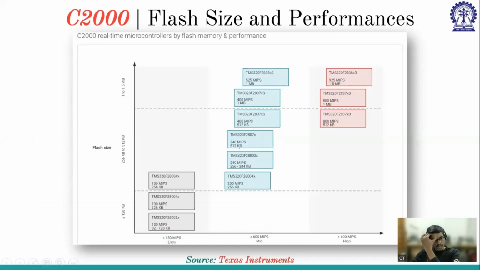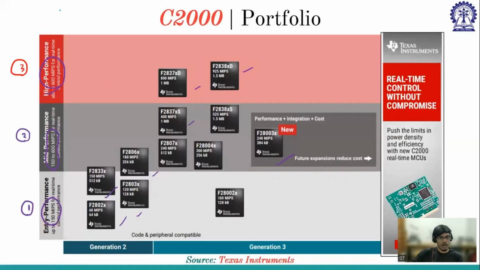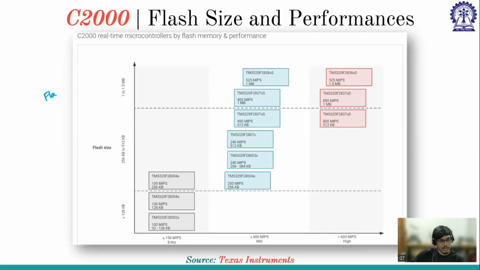So this is the same. Here they have categorized based on MIPS, and here they have categorized based on flash size and performance. What is this flash memory, sir? It is the amount of flash memory that you can access.